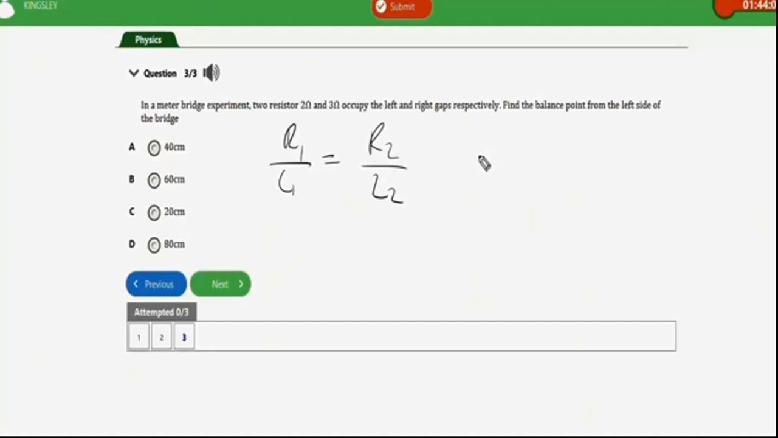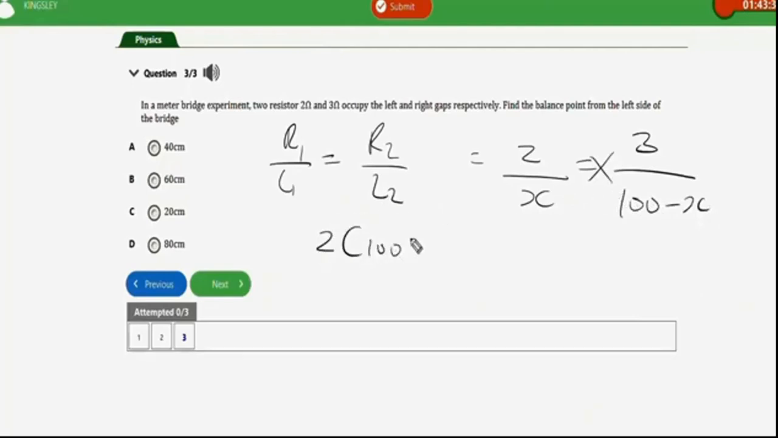So let's input this. It's going to give us our R1 is 2 over X, okay, equals our R2, we have it to be 3 over, now remember our L2 will be 100 minus X, X is unknown. Okay, so let's cross multiply. This is going to give us 2 in brackets 100 minus X equals 3x. So this gives us 200 minus 2x equals 3x.